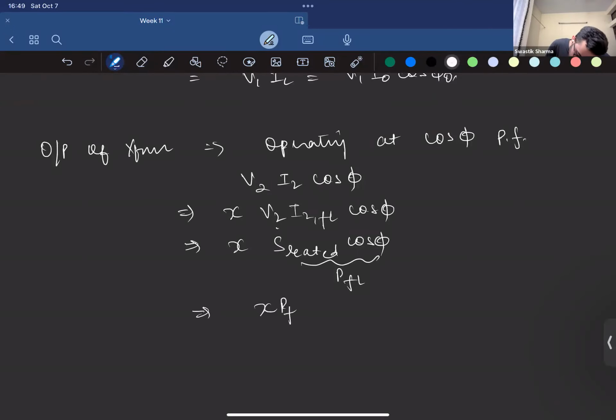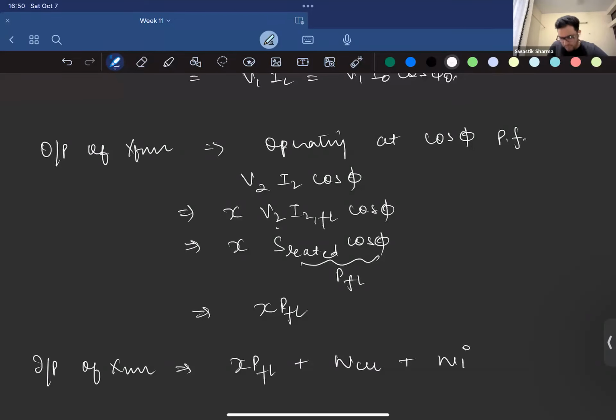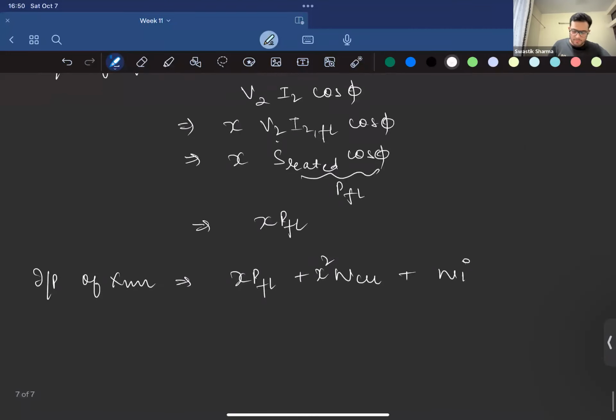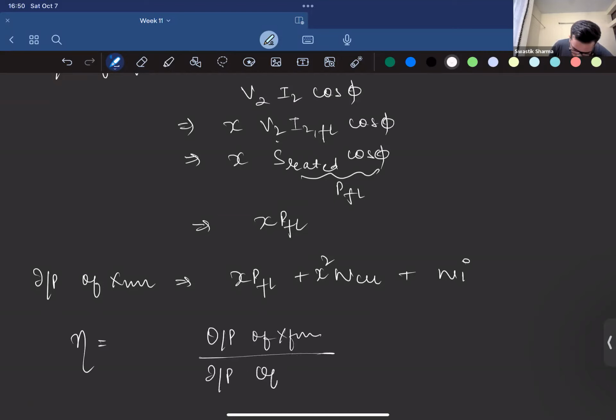And this thing is nothing but the full load power, so X times PFL. Now input to the transformer is this X times PFL plus the copper losses that we are supplying and the iron losses, right? Always. And since it's operating at a derated value, it's X square times that of the copper losses. So efficiency can be written as output of transformer upon input of transformer, X times PFL upon X times PFL plus iron loss plus X square times the copper loss.